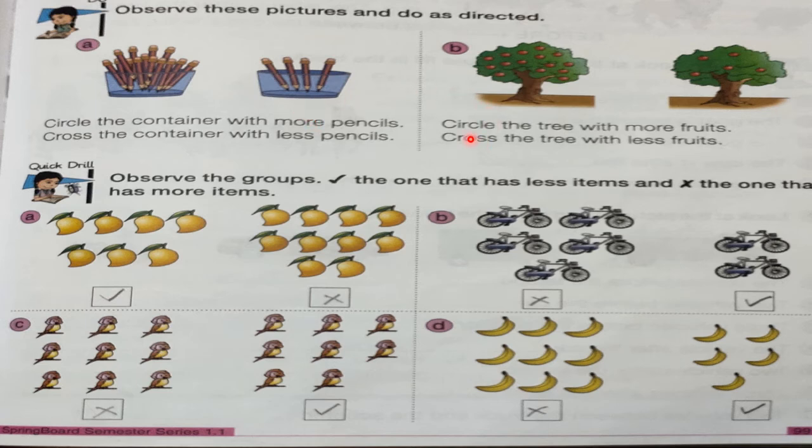Second, D and B. Now what should you do? What is this? Here are two trees with fruits. Okay. Circle the tree which has more fruits. Which has more fruits in this? This tree has more fruits, children. And cross out the tree which has fewer fruits. Here is the one with fewer fruits, children. You have to cross it out. Okay, put a cross. You have to put the cross.